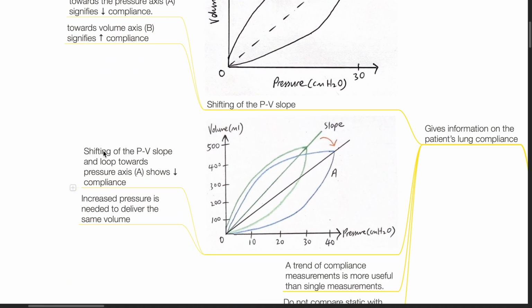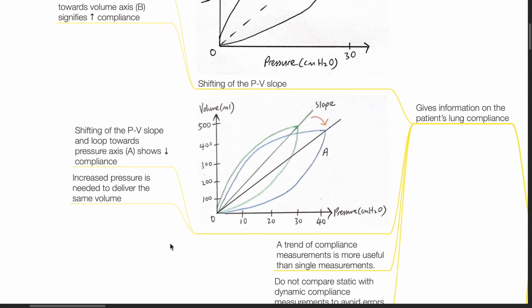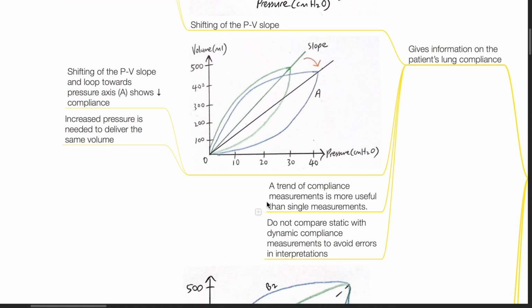Shifting of the PV slope and the loop towards pressure axis A occurs in decreased compliance. Increased pressure is needed to deliver the same volume. A trend of compliance measurements is more useful than single measurements. We should not compare static with dynamic compliance measurements to avoid errors in interpretations.